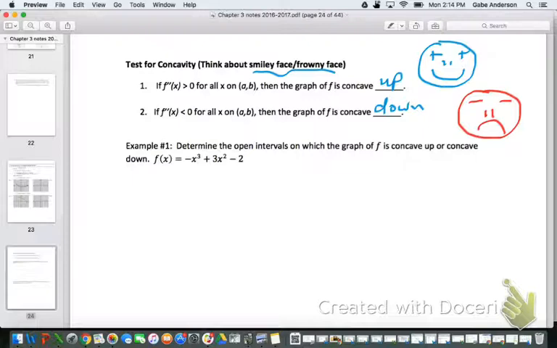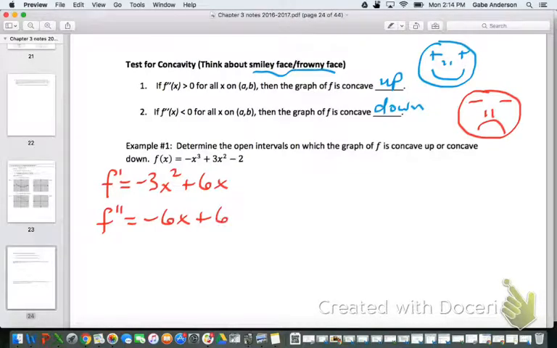So we're going to do an example here. Example number 1 says determine the open intervals on which the graph of f is concave up or concave down. And so let's take a minute and think about what we'd need to do here. If we're going to use f double prime to help us with this, we need to find f double prime first. So let's go ahead and do that. I've got to get f prime first if I'm going to find f double prime. So f prime is equal to negative 3x squared plus 6x. And then f double prime is equal to negative 6x plus 6.